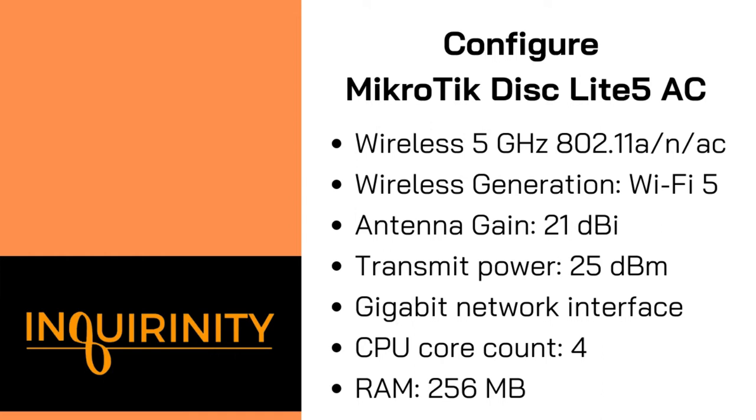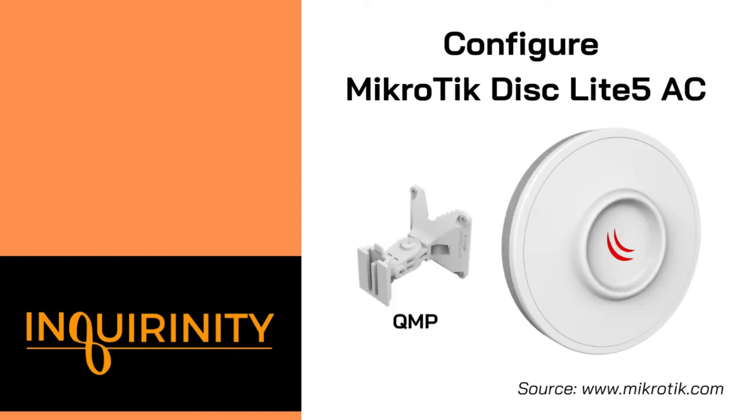It has only one network interface or port, which can negotiate speeds of up to 1 gigabit per second. And it has a 4 CPU core count and 256 megabytes of memory. So on the right is our MikroTik Disc Lite5 AC. It has a diameter of roughly 265 millimeters or around 10 inches.